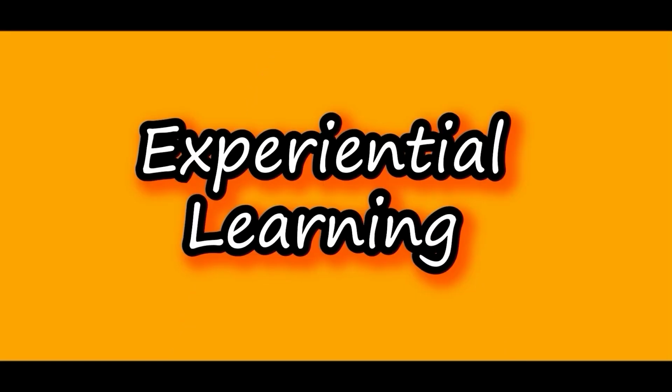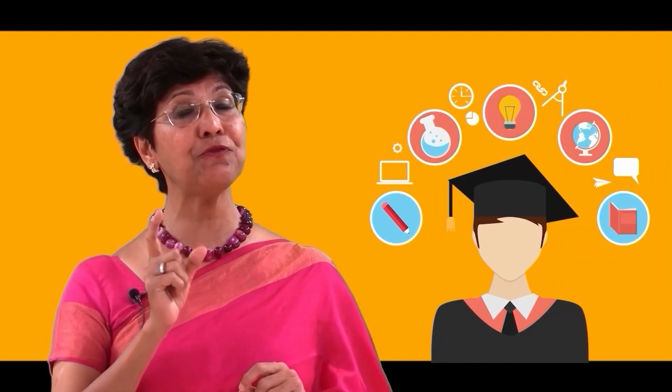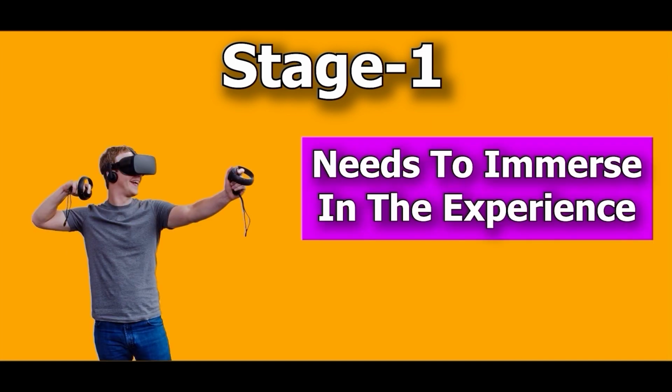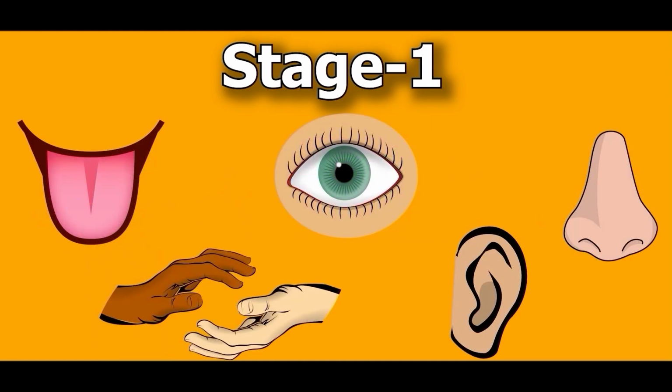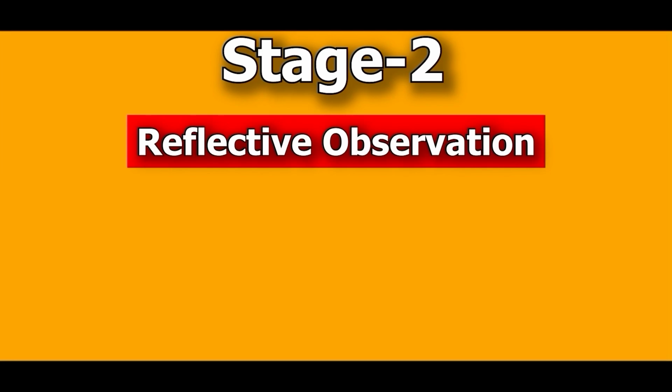Let us learn about experiential learning. Learning by doing is the basis for this theory. Here's how we go about it. Stage 1 is concrete experience, where the learner needs to immerse in the experience by feeling it with all the 5 senses. Stage 2 is reflective observation.